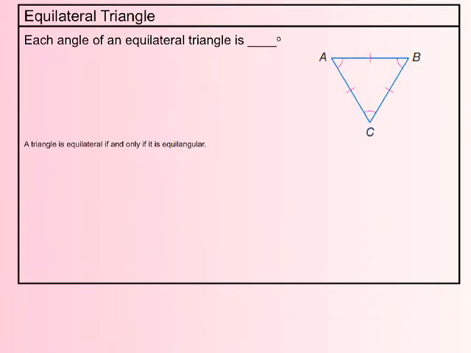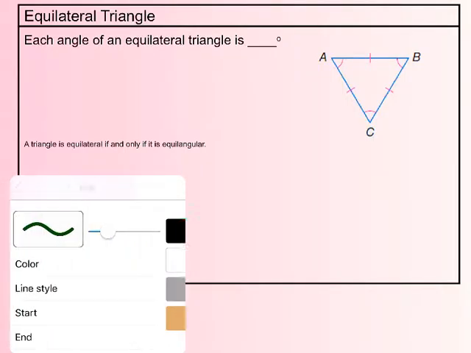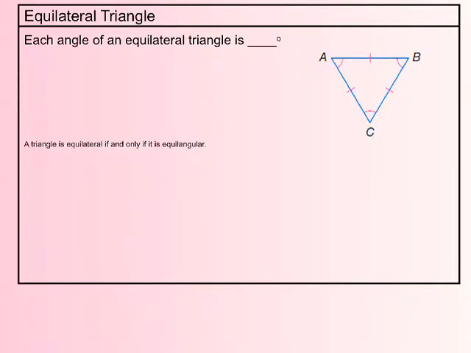So now let's take a look at the equilateral triangle. Okay, so each angle of an equilateral triangle is going to be 60 degrees. That's just standard. If you know it's an equilateral triangle, then each angle is going to be 60 degrees. So a triangle is equilateral if and only if it's equiangular. What does that mean? It can only be equilateral if all the angles are equal.